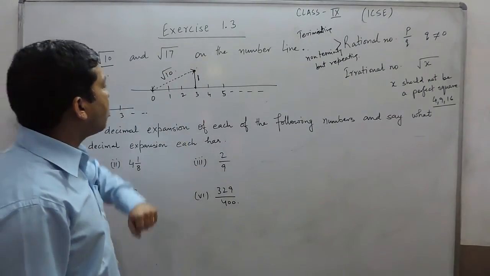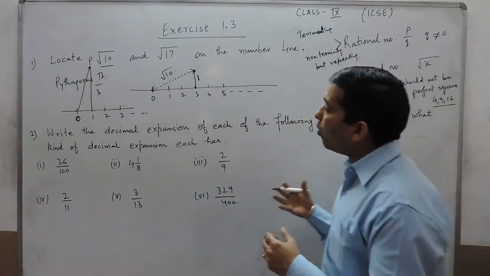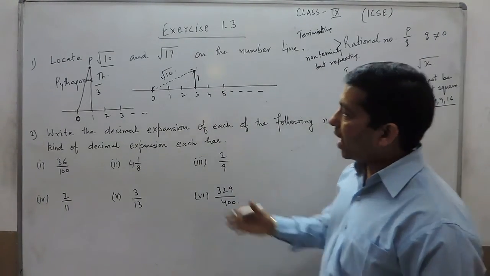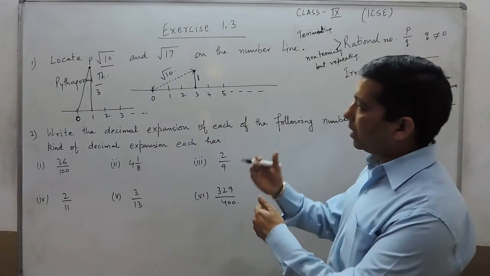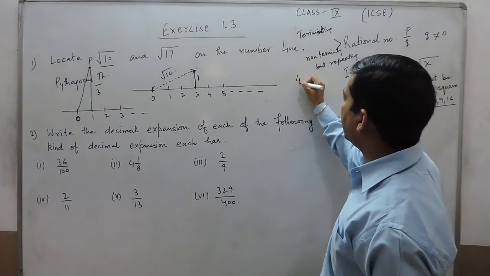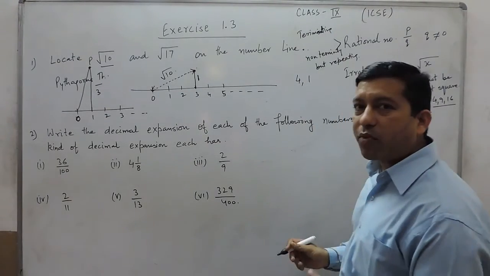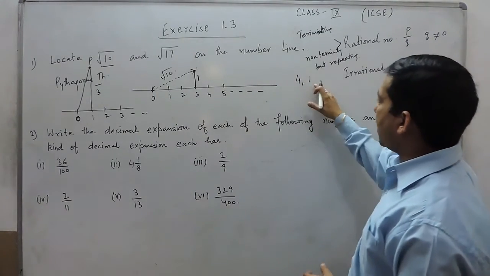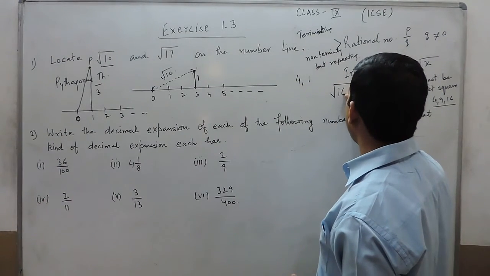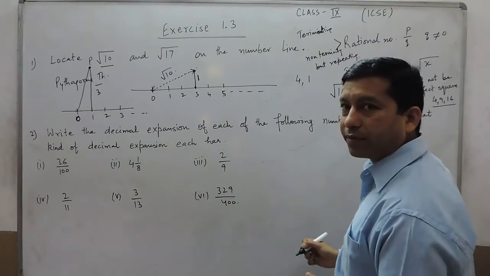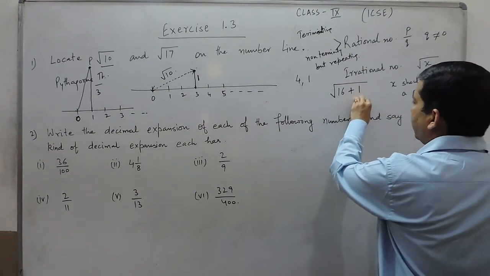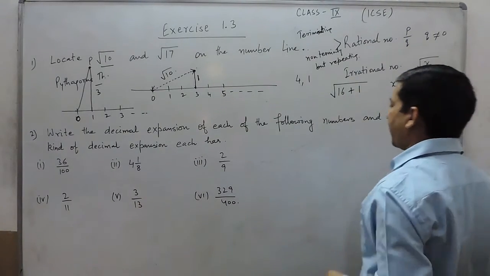When I am talking about under root 17, we have to break it up into two perfect squares. Like in the case of 10, we broke it up into 9 and 1. In the case of 17, we are breaking it into 16 and 1. The square of 4 is 16 and the square of 1 is 1, so 17 can be written as 16 plus 1. Under root of 16 is a perfect square, and under root of 1 is also a perfect square.